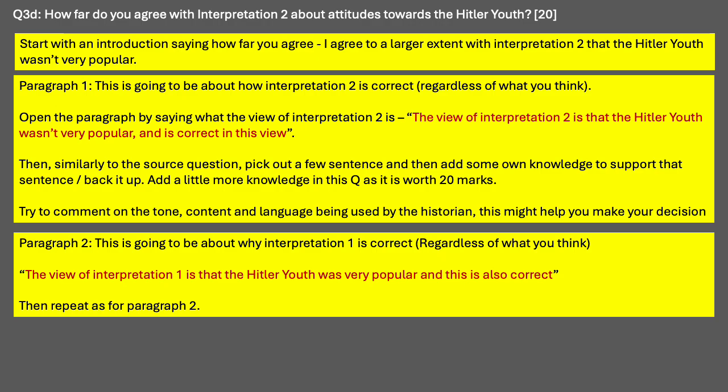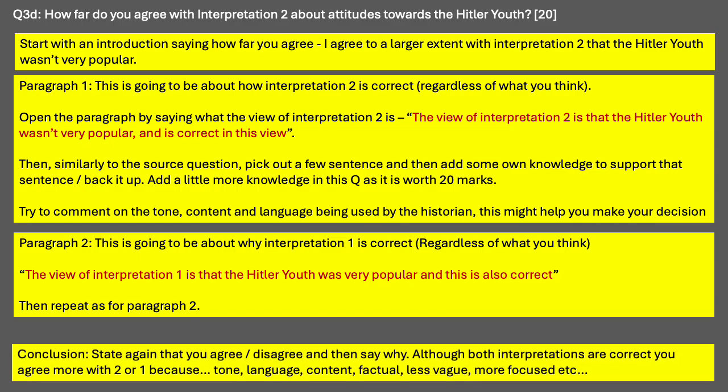So why interpretation 1 is correct. So the script again starts with, on the other hand, the view of interpretation 1 is that the Hitler Youth was very popular, and this is also correct. And then some quotes and some knowledge. Okay, and then your conclusion.